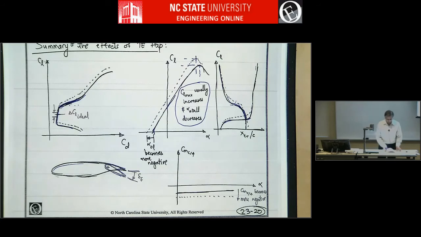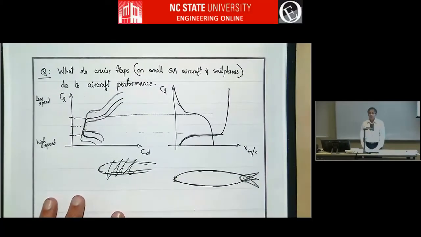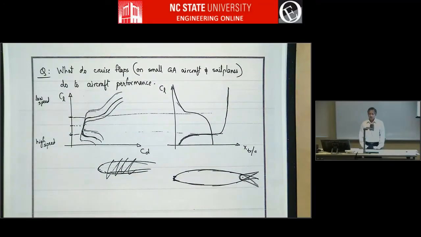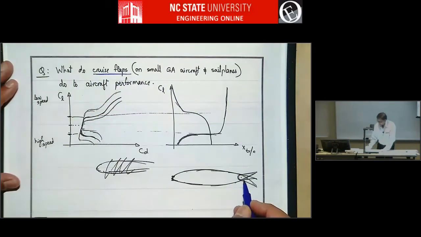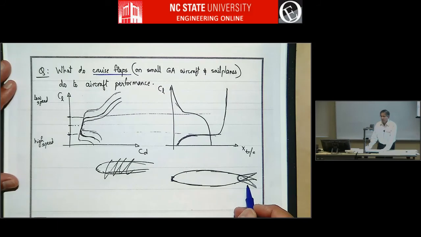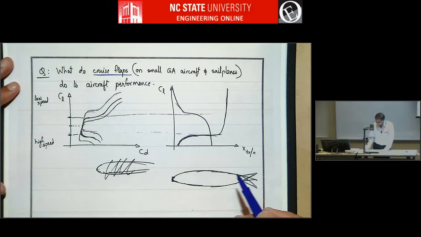And this is actually used on some low-speed aircraft and sailplanes. Okay, so these are called cruise flaps. These cruise flaps are usually small flaps, maybe 10% chord or 15% chord, sometimes maybe more, but usually 10-15%, because you want it to move by small angles and you want it to be small so that flow separation is minimized.